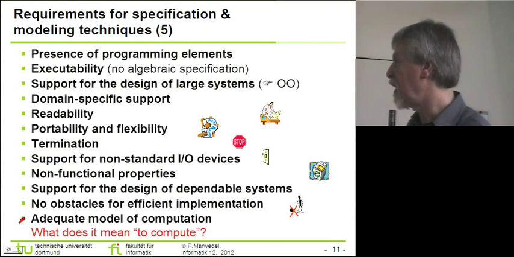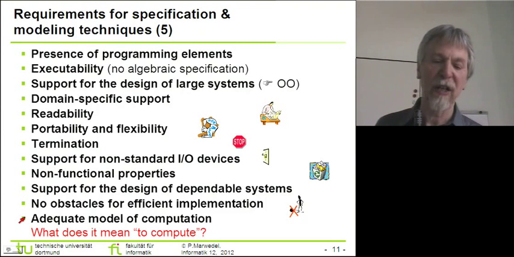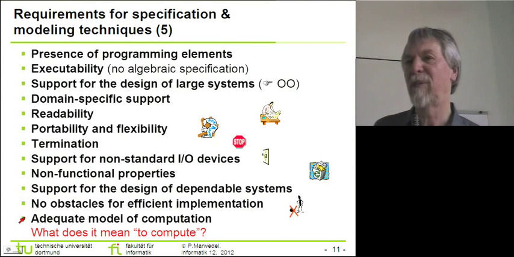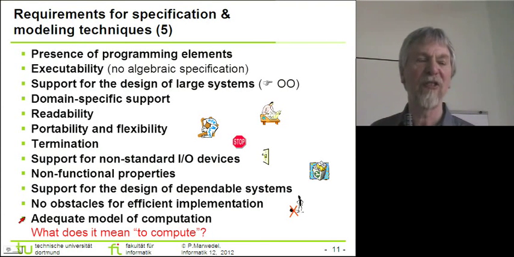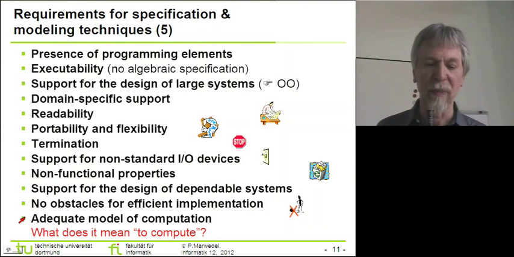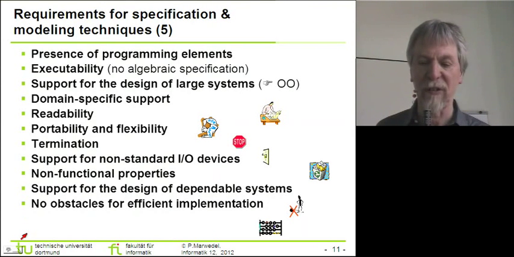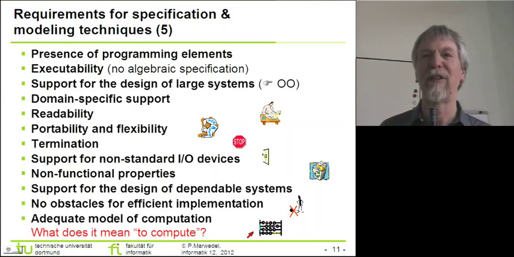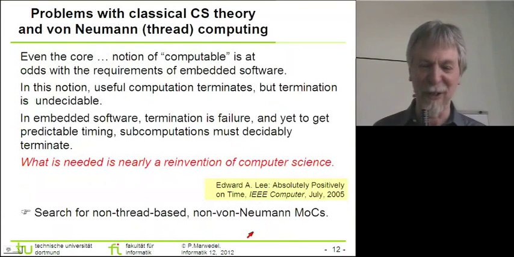And finally, and that's the last entry over here, we need to have an adequate model of computation. For implementing the embedded system part of our overall system, we need to use an appropriate model of computation. We will see later on that the standard imperative model of computation has certain deficiencies, and that especially in this context it would make sense to have a different model of computation. So we have to think about what it really means to compute in this context. In a sense, we are looking at the abacus as one particular model of computation.